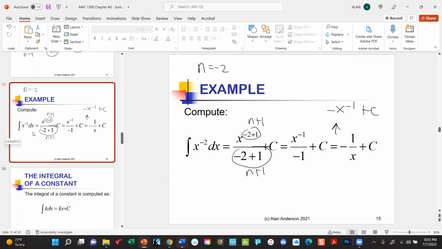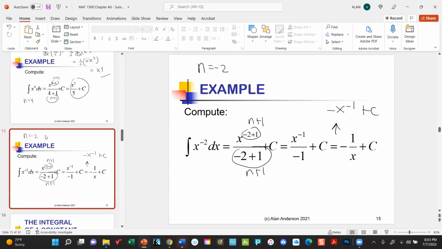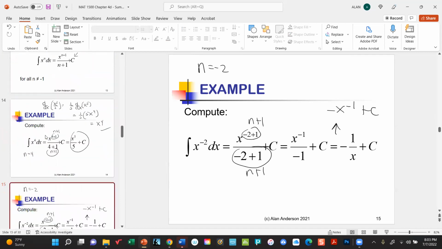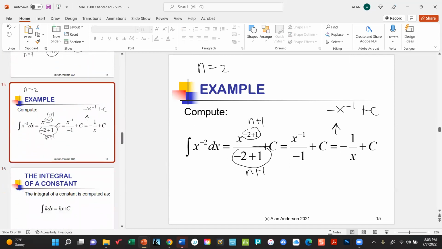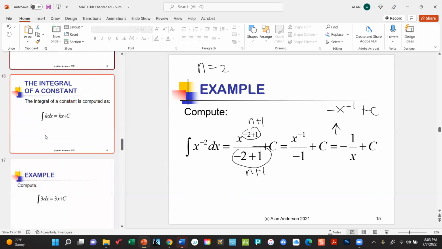Okay, so every case where you have just x with an exponent can be solved in this way, except for n equals -1. Now, obviously, there's many cases that we might encounter, but this will come up quite often. Here's a very simple case. What happens if I'm trying to take the integral of a constant?